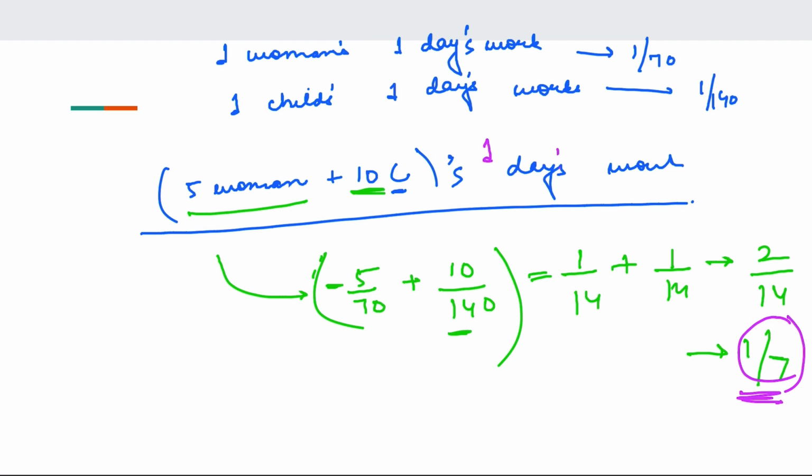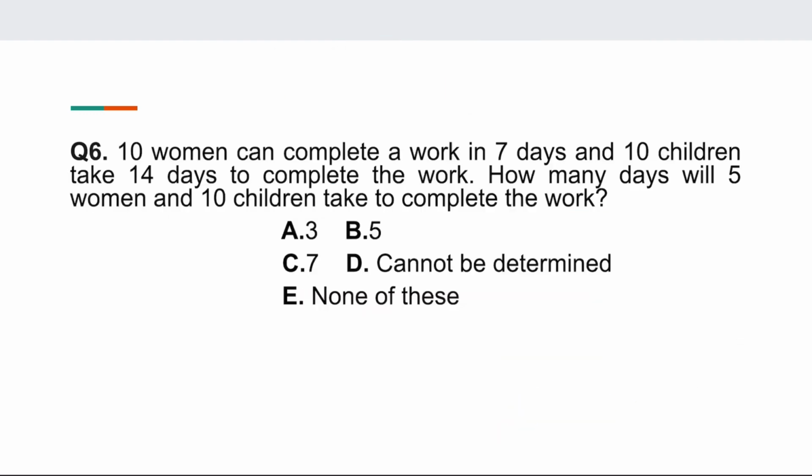You people have to answer this correctly. This concept has been repeated n number of times, I feel, in this video and in the previous video itself. So what is it? Reciprocal of it, 7 days. Simple. 7 days. So what is the answer? 7 is the answer.